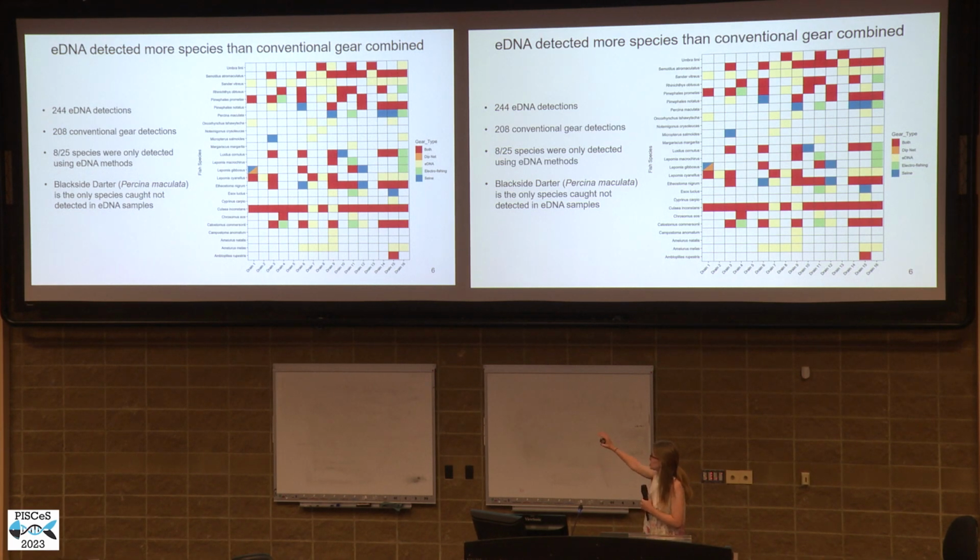So essentially this figure depicts, the red shows where a species was detected by both eDNA and the conventional gear at that drain, and the yellow shows that only eDNA detected a fish at that drain. And then the other colors are the conventional gear detections. So we found that there were 244 eDNA detections and 208 conventional gear detections. This is only looking at presence-absence of these species. And 8 out of 25 species were only detected using eDNA methods. The only species that eDNA was not able to detect was the blackside darter. However, we were able to detect this to the genus.